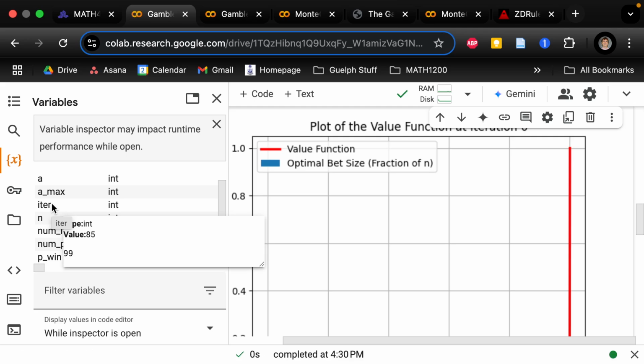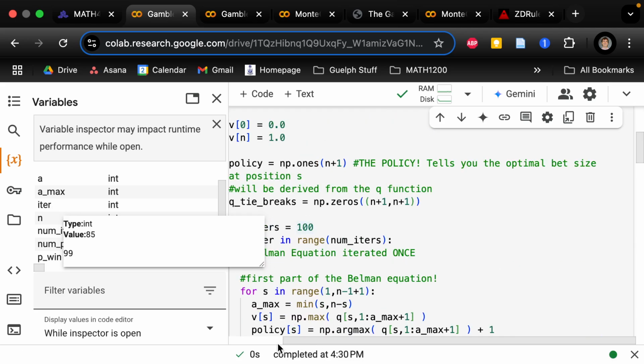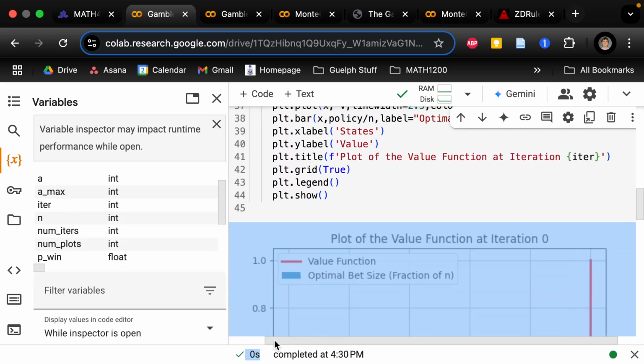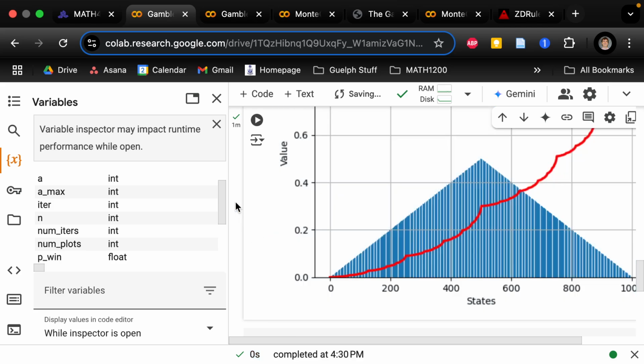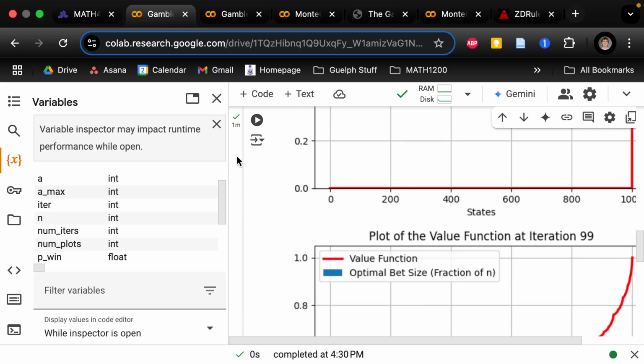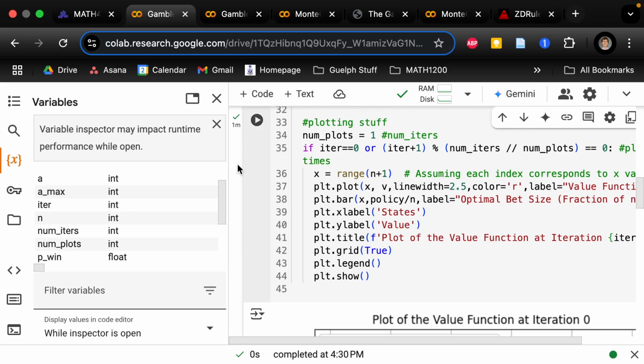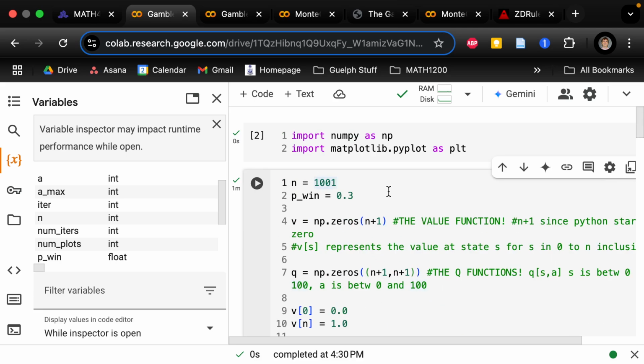Okay, there we go, it finished. How long did it take? I think it was 1 minute 43, something like that. That makes sense. Okay, great. And the thing is, it gets worse and worse. The bigger you make n, like if you make this 10,000 states, this one will take like 10x the time.